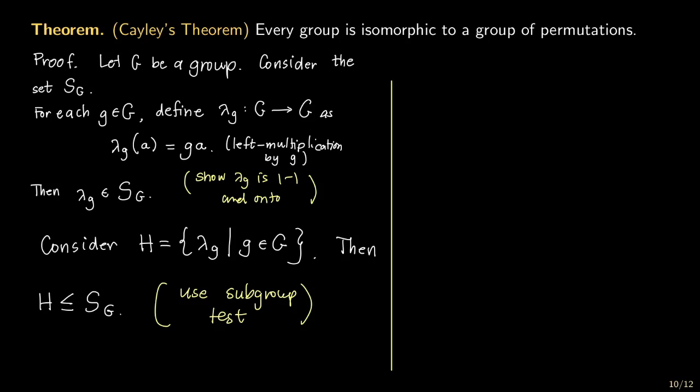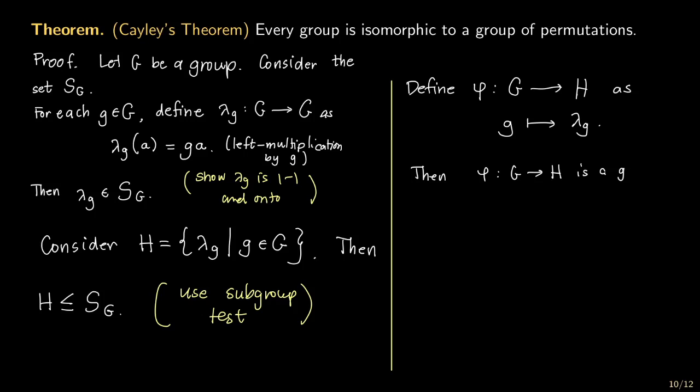Alright, so how do we show that G is isomorphic to H? You have to get an isomorphism from G to H. So you have to define the map phi from G to H as follows. If you have an element g from G, the most natural candidate for the association is the mapping lambda g. Remember, H contains all the lambda g's. Then you can check that phi is a group isomorphism. And you're done.